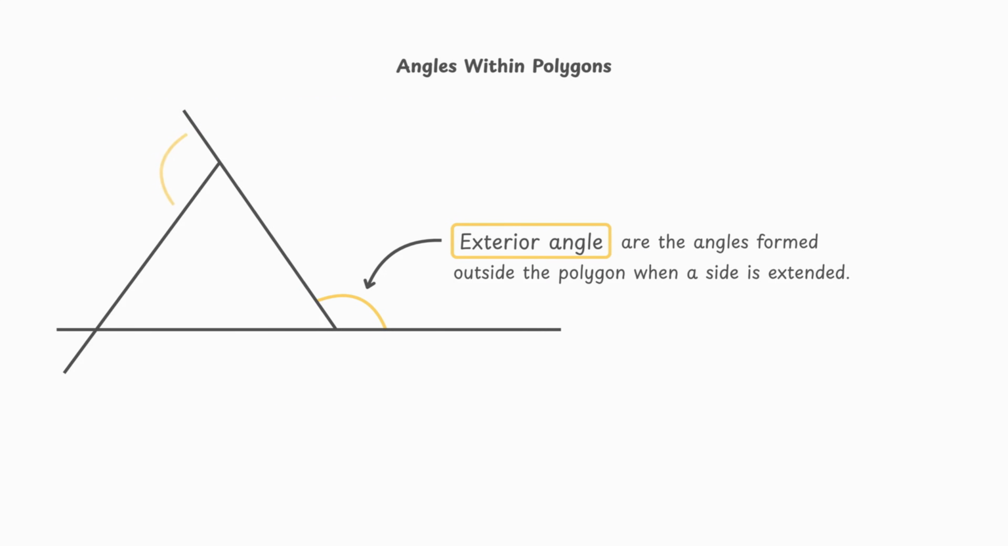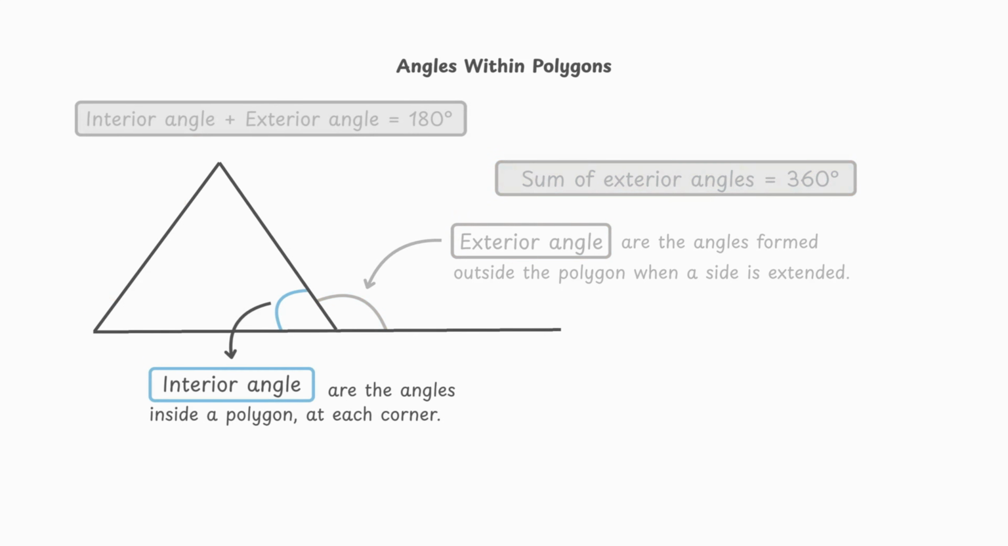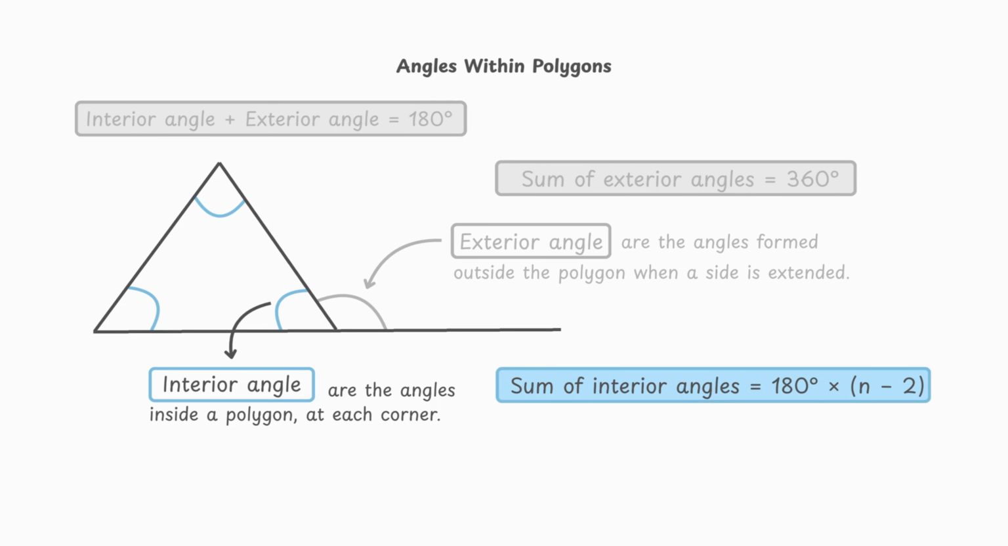Now let's talk about all the exterior angles in a polygon. If you go all the way around the shape, adding each exterior angle, the total will always be 360 degrees, no matter how many sides the polygon has. This is because you are making one full turn around the shape. Now let's move to interior angles. Interior angles are the angles inside the polygon at each corner. To find the sum of all interior angles, we use this formula. Sum of interior angles equals 180 degrees multiplied by n minus 2, where n is the number of sides. So for example, if a polygon has 4 sides, you substitute n equals 4 and calculate accordingly.